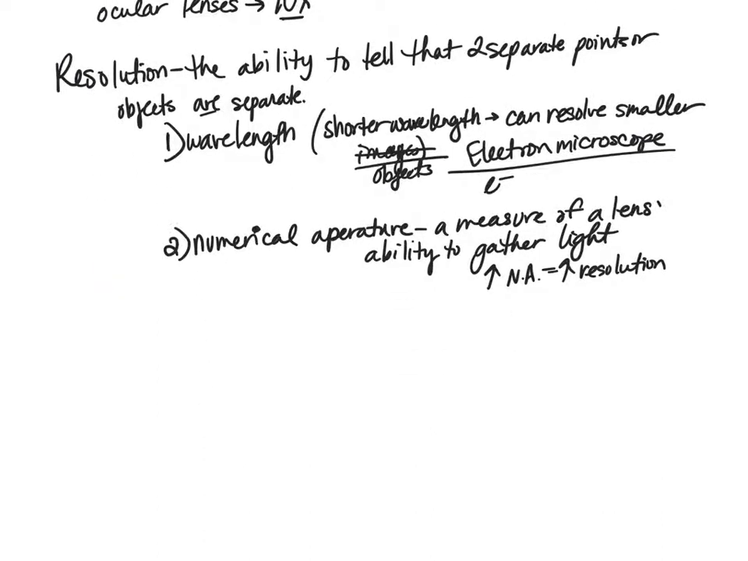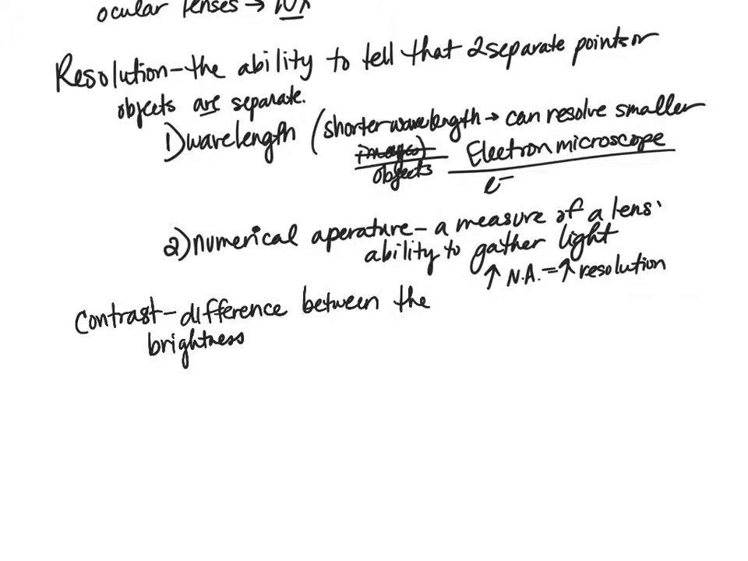So another factor here that we need to take into consideration when we're looking at things in a microscope is contrast. So contrast is the difference between the brightness of various details in an object.